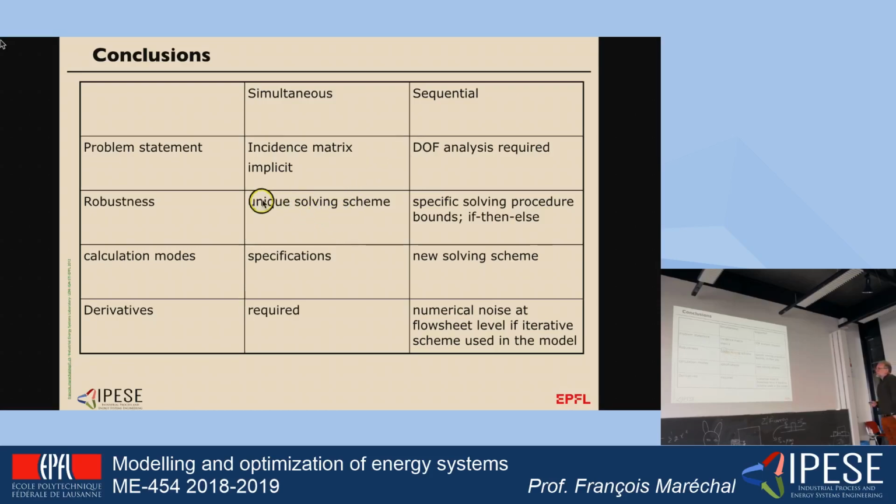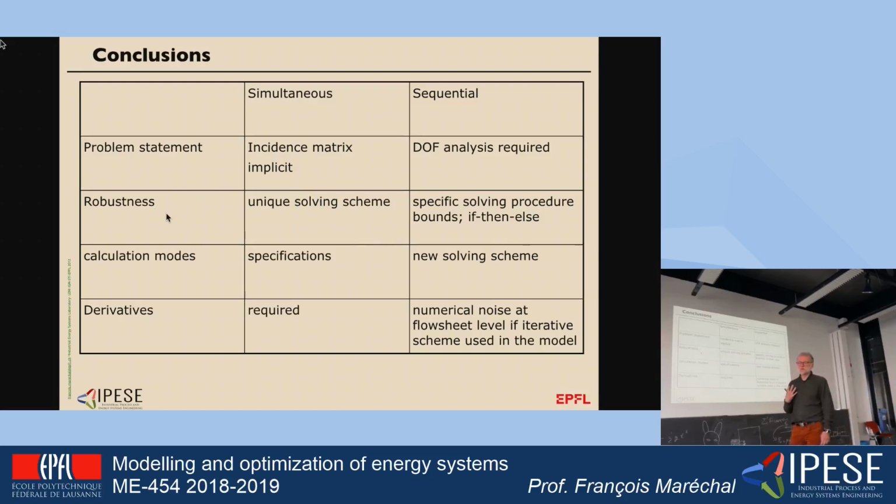From the robustness of the model's development, a simultaneous approach is much more robust because you write the equations only once and then you just play with the specifications. While if you have a sequential approach, then it means that you will have modes or whatever.